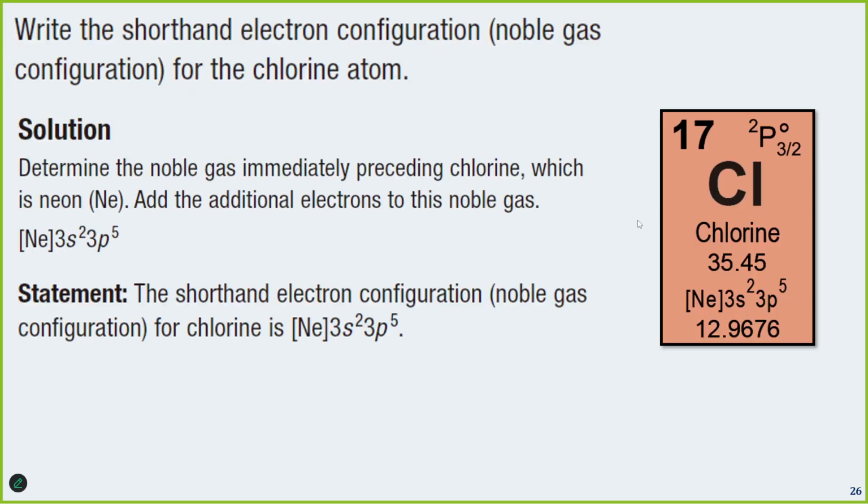Alright, let's have a look at the solution. So first, you need to determine the noble gas immediately preceding chlorine, right? Which is neon. Then add the additional electrons to this noble gas. So the shorthand electron configuration for chlorine is Ne followed by 3s2 and 3p5. Are you clear?